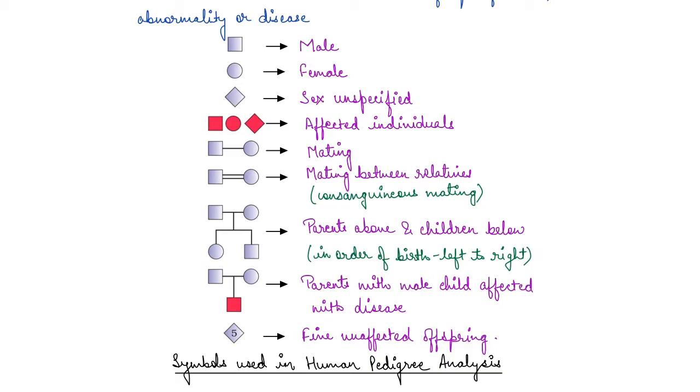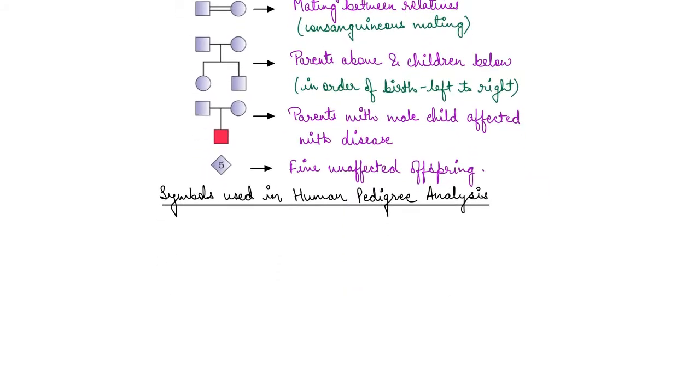And these genetic changes are known as mutation. The alteration of genetic material is known as mutation. And there are a number of disorders which are found in human beings which are associated with inheritance of these changed or altered genes. And to study that, we use pedigree analysis, right?